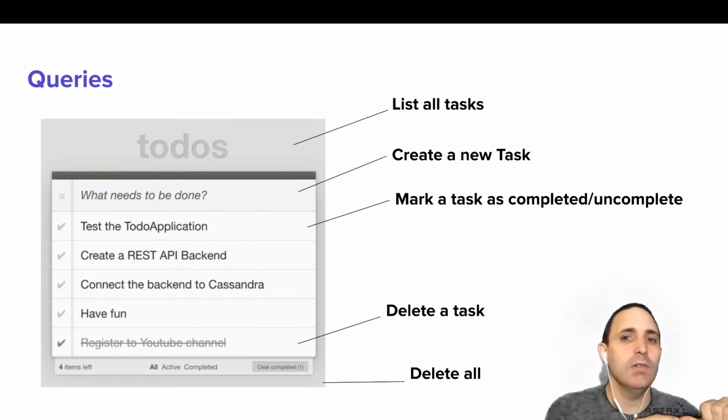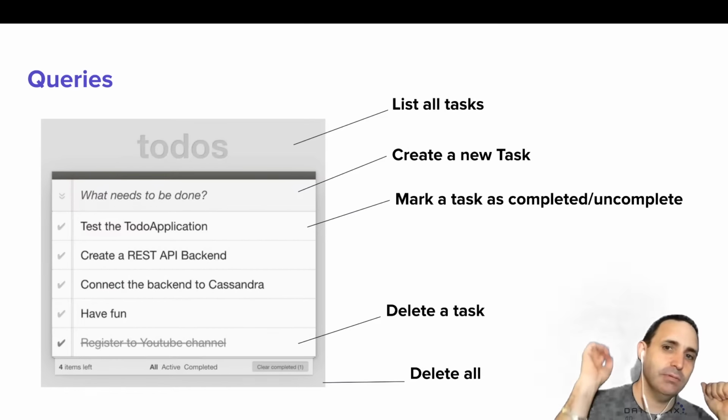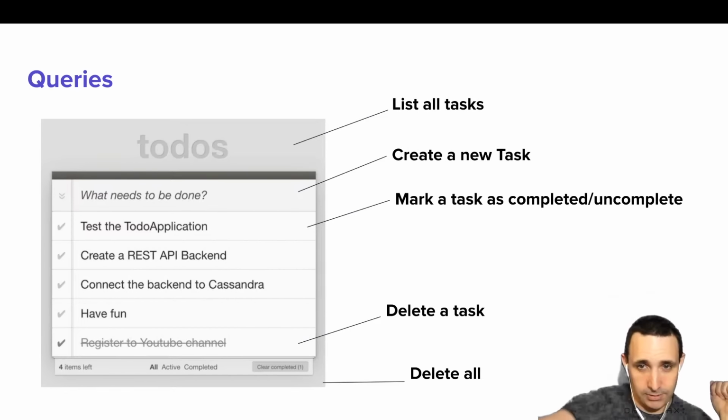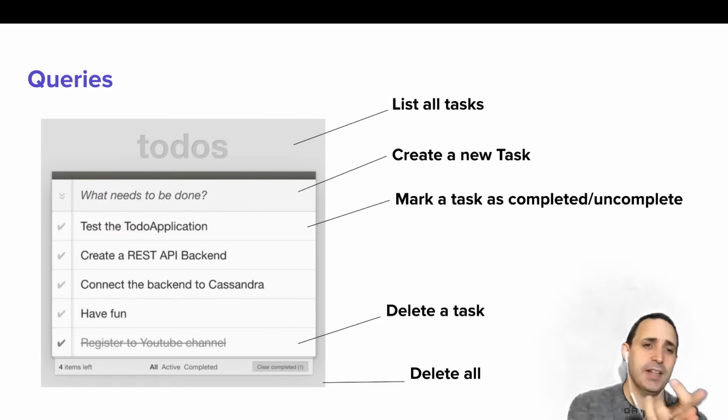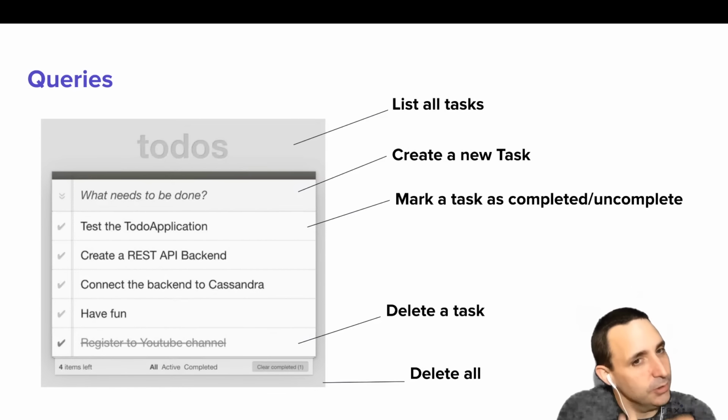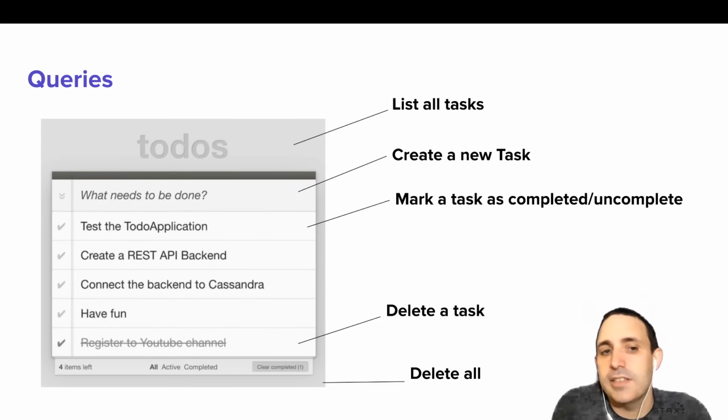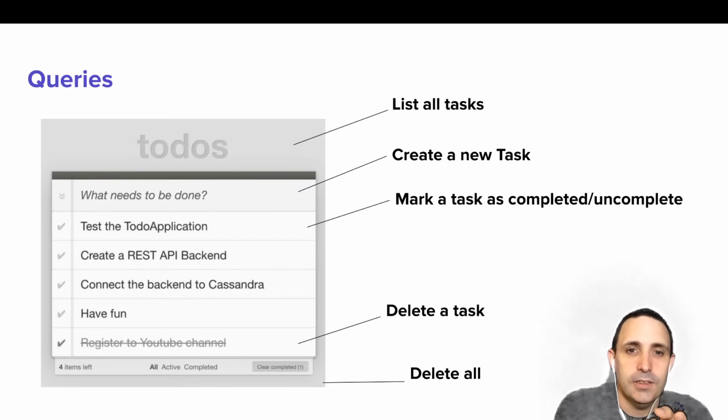Okay, first I need to list all the tasks. When I show up, get all the tasks, find all. Then I need to create a new task providing the title and the status, true or false, and in the UI it seems like by default it's false. If you create a to-do, it's not done yet, it's still to do. So yeah, create a new task, and you can go back to the web client and test it.